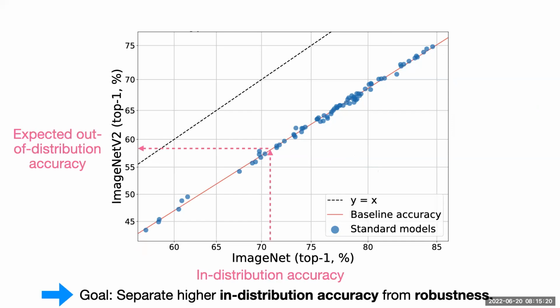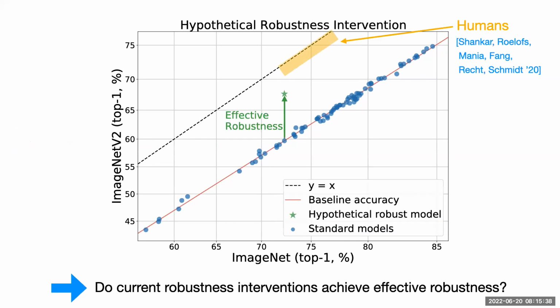So the idea is the following: if you give me a new ImageNet model and I know it's trained on ImageNet, then I can just see, okay, if your in-distribution accuracy is 71%, then the expected out-of-distribution accuracy would be something like 58%. And this allows us to separate in-distribution accuracy from robustness. So the goal here overall is that if a model is truly more robust with distribution shift, it should behave like the green star here. So it should be above the red baseline given by the standard ImageNet trained models. And we call this vertical shift above the red baseline effective robustness.